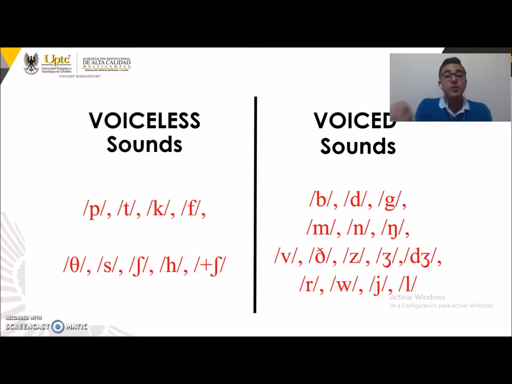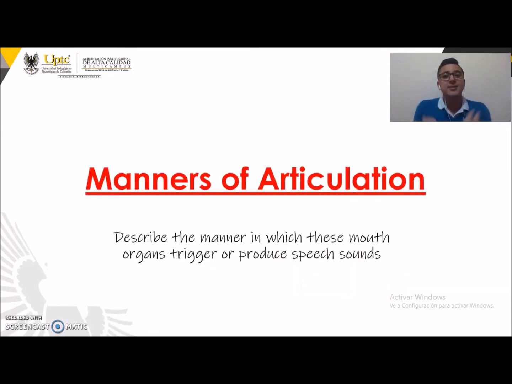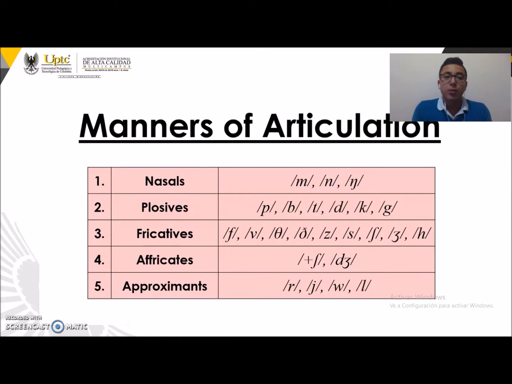Before we get into that, I would like to explain that these consonant sounds belong to something called manners of articulation, which describe the manner in which the mouth organs produce speech sounds. As I said before, all the consonant sounds that we are going to learn throughout these videos are divided into 5 different groups, as you can see on the screen. Those groups belong to the manner of articulation.